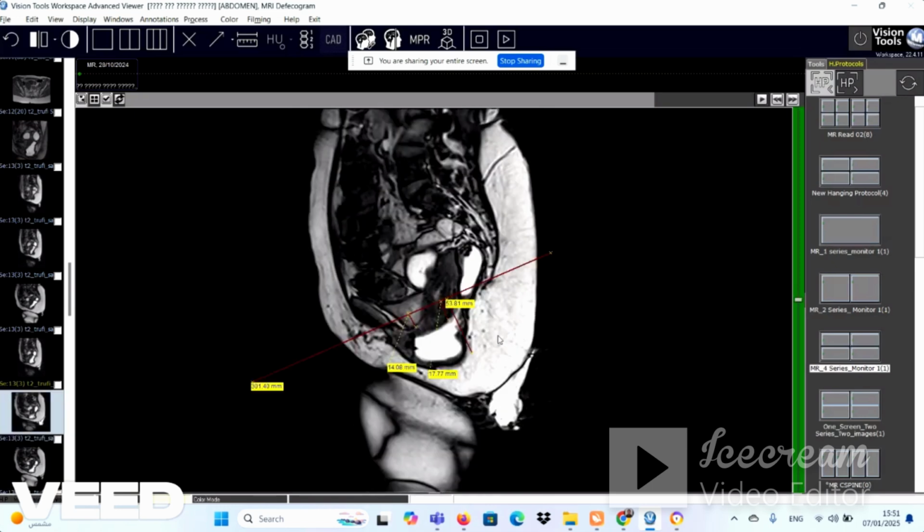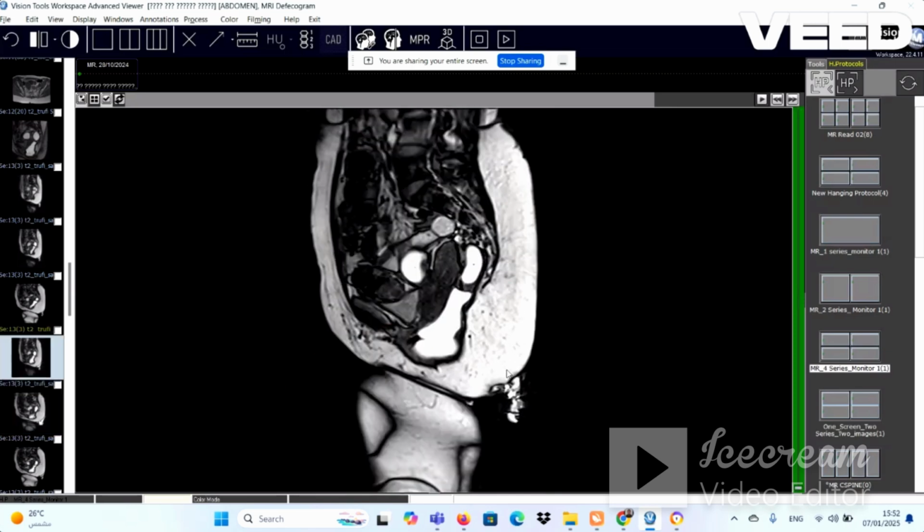Regarding the posterior compartment, the M line measures 5.3 centimeter. It is located within the moderate grade. As you know, between 2 and 4 centimeter it is mild, from 4 to 6 it is moderate, and more than 6 centimeter it is severe prolapse. So we have here a moderate degree of prolapse of the posterior compartment.